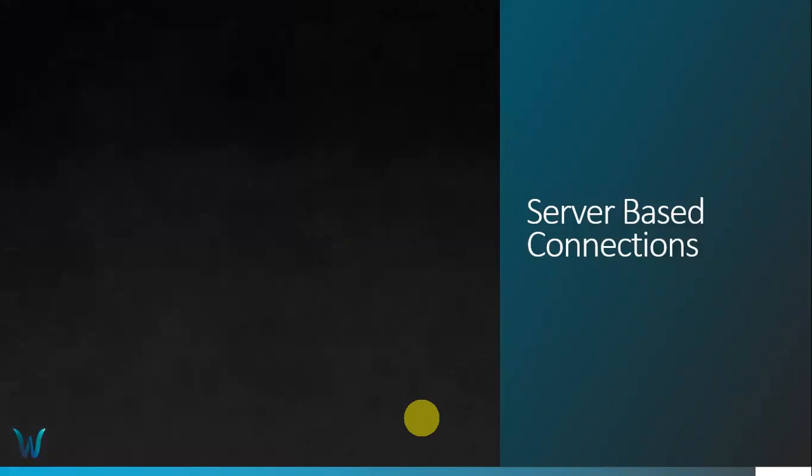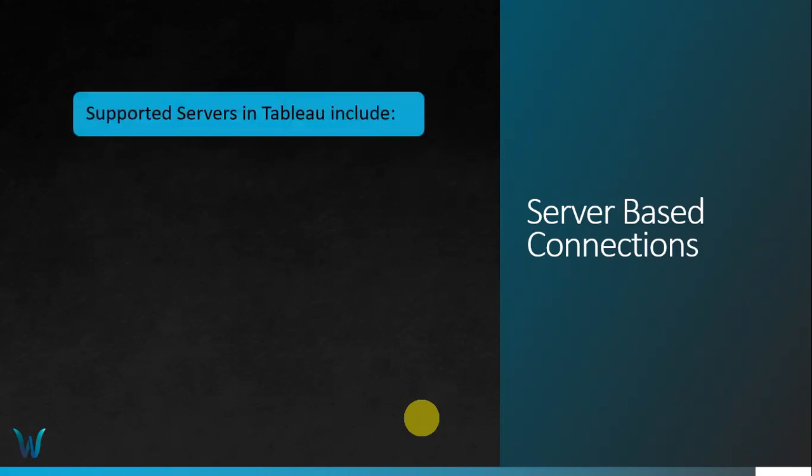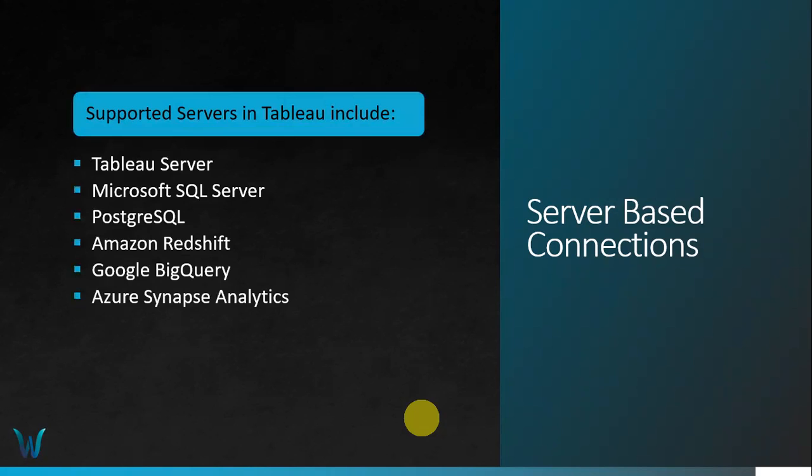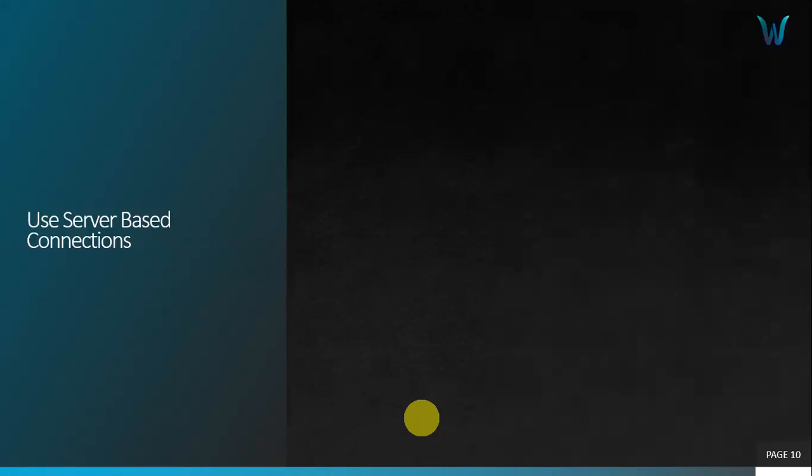Now, the next type of connections in Tableau are the server-based connections. So you have two broad categories of connections: file-based connections, which we just went through, and server-based connections. These include sources like Tableau Server, Microsoft SQL Server, PostgreSQL, Amazon Redshift, BigQuery, Azure Synapse, Snowflake, Google Sheets, and web data connectors. Now, when should one use a server-based connection? You use this when your data is updated frequently, like actual business transactions. That's a good use case for server-based connections.